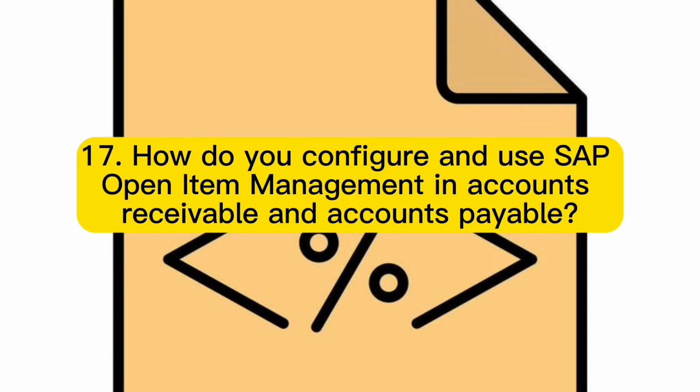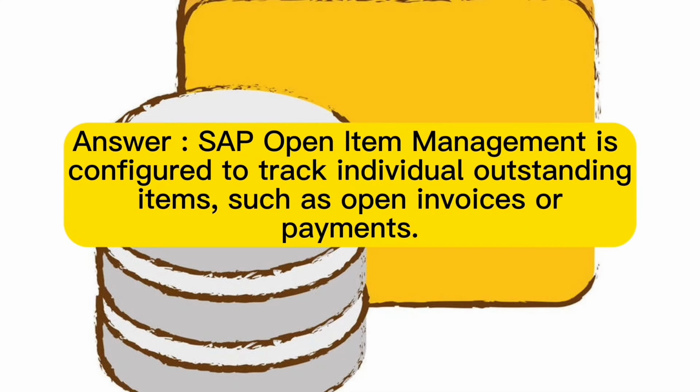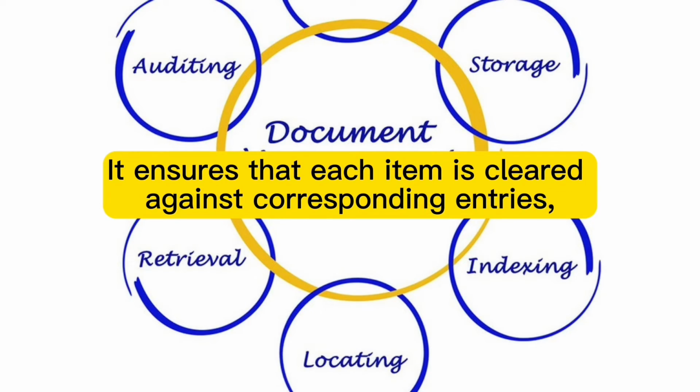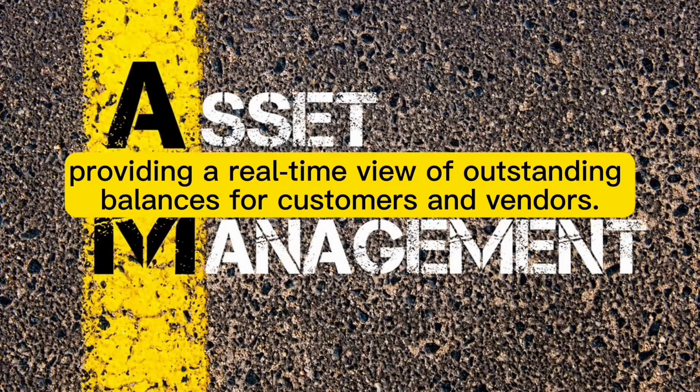17. How do you configure and use SAP Open Item Management in accounts receivable and accounts payable? Answer. SAP Open Item Management is configured to track individual outstanding items, such as open invoices or payments. It ensures that each item is cleared against corresponding entries, providing a real-time view of outstanding balances for customers and vendors.